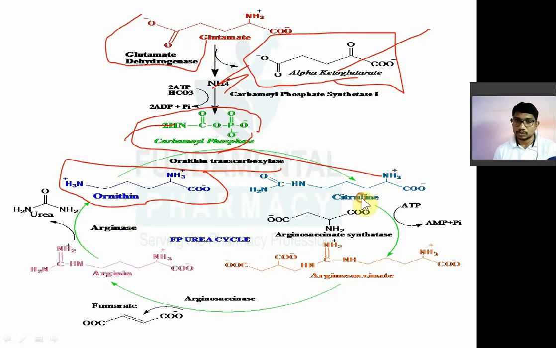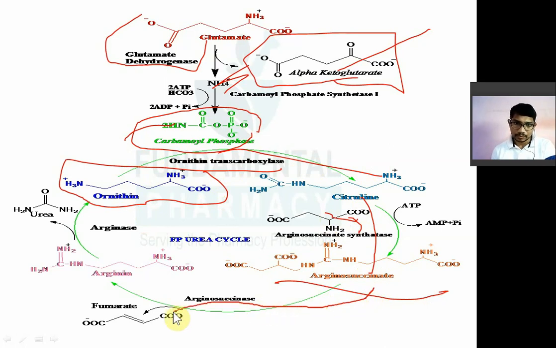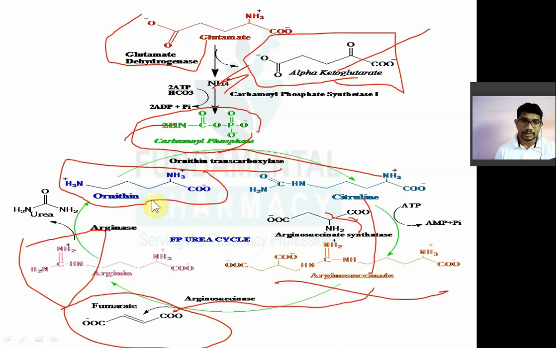Citrulline will be converted into arginosuccinate by arginosuccinate synthetase enzyme. Aspartate will be converted into succinate. Arginosuccinate will be converted into arginine by arginosuccinase enzyme with the liberation of fumaric acid or fumarate. You have arginase over here. So, what is happening here? Double NH2 group. Arginine will be taken up by arginase enzyme and converted into ornithine with the liberation of urea. This urea is water soluble and it is excreted through urine.